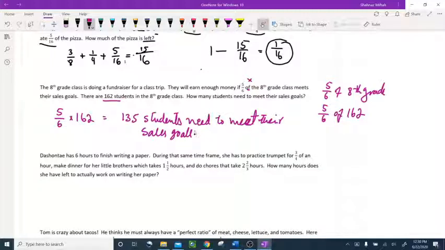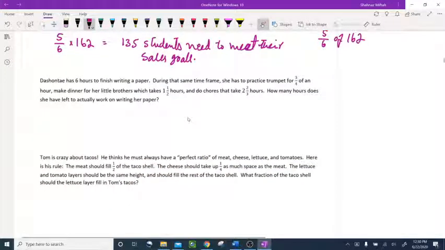Okay, let's go to the next question. Deshante has 6 hours to finish writing a paper. So total she has 6 hours. During the same time frame, she has to practice trumpet for 3/4 of an hour, and I'm gonna underline hour. 2. Make dinner for her little brothers, which takes 1.5 hours. Do chores, 2 2/3 hours. How many hours does she have left, which means subtract, to actually work on writing a paper?